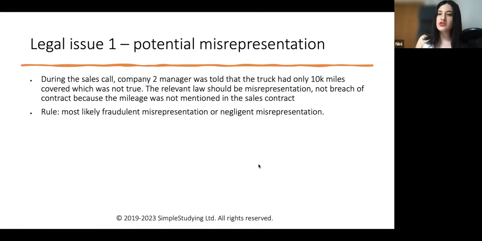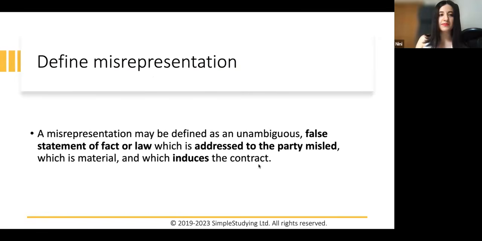Also, the relevant law should be misrepresentation, not breach of contract, because the mileage was not mentioned in the sales contract. The facts of the case say specifically that the mileage was not mentioned in the contract. If it was mentioned in the contract, you could do a breach of contract claim, but it was only mentioned in the sales call. Therefore, the relevant claim would be misrepresentation here rather than breach of contract. We should be looking at fraudulent misrepresentation or negligent misrepresentation based on the facts.